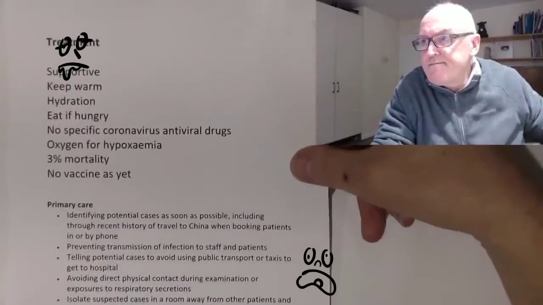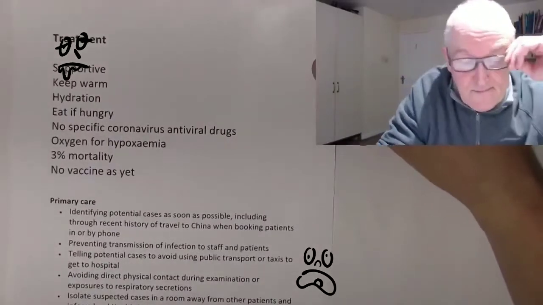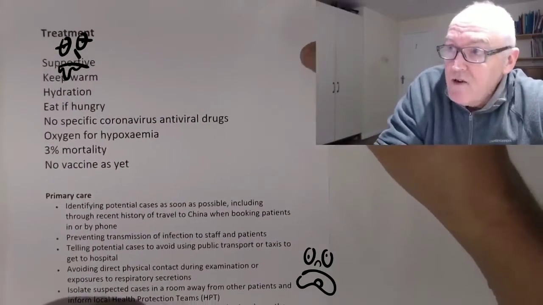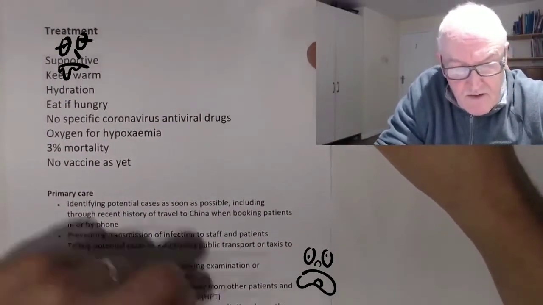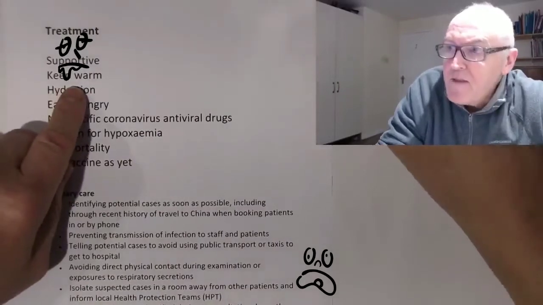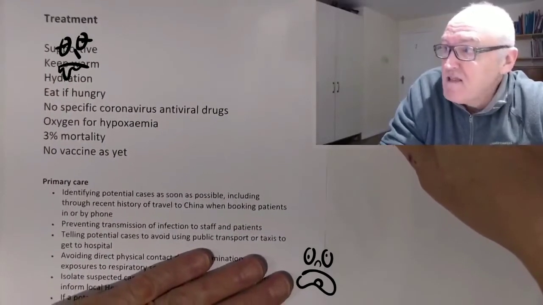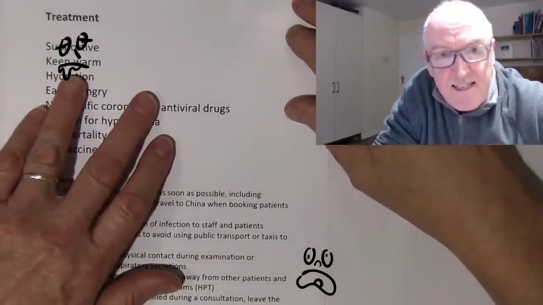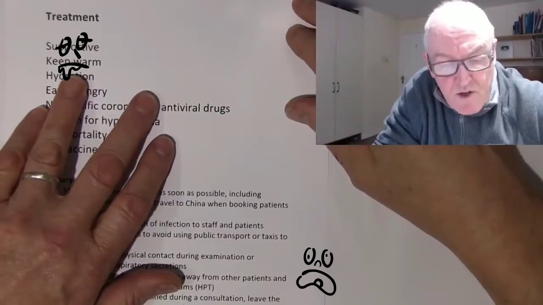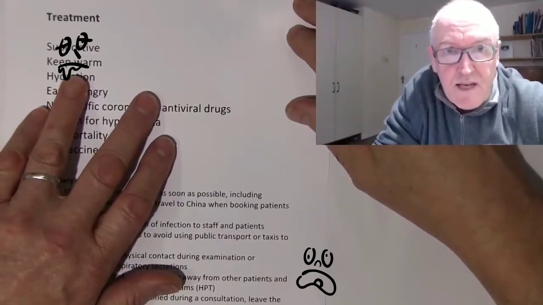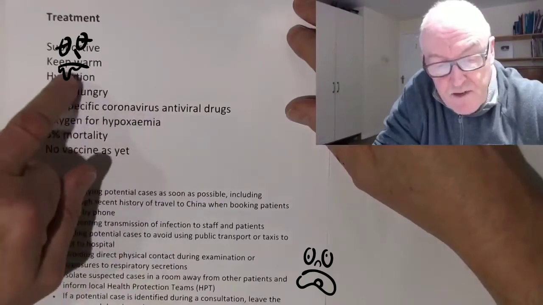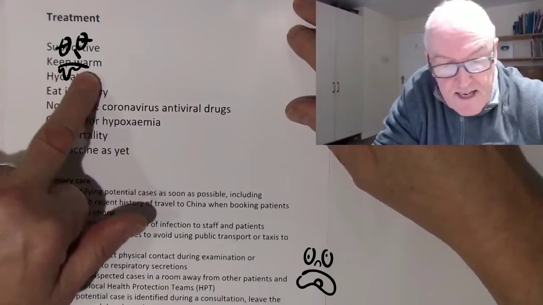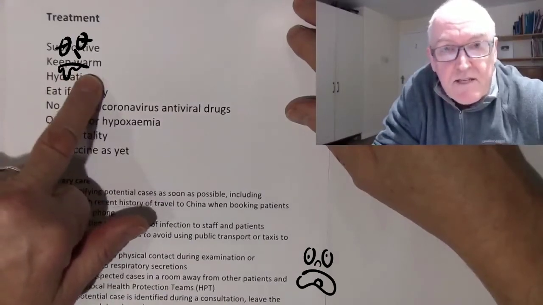So treatment, well, it's basically supportive. We don't have any good antiviral treatments for the coronavirus. Keep warm. Now, it depends who you ask, different people say different things, but I think that you get a temperature because the immune system wants your temperature to be high to improve the elimination of the virus and to improve the function of the immune system. So keep warm, and certainly in adults I like to avoid antibiotics. In children it's different.